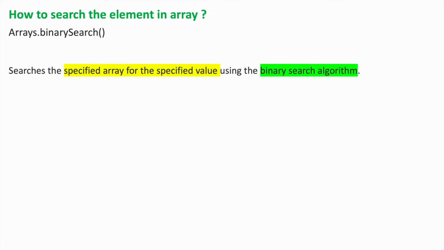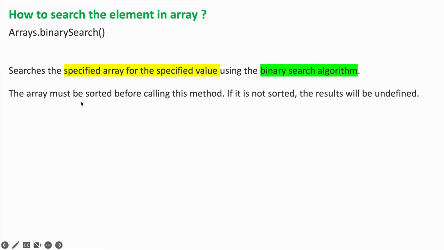It searches the specified array for the specified value using the binary search algorithm. So what this binary search method does is it internally uses the binary search algorithm, and it checks in a specified array for the specified value whether it is there or not. The array must be sorted before calling this method. If it is not sorted, the result will be undefined.